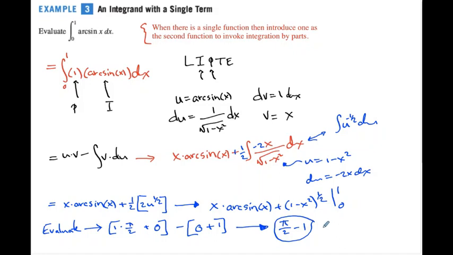If you want the approximate decimal answer, that is about 0.571.